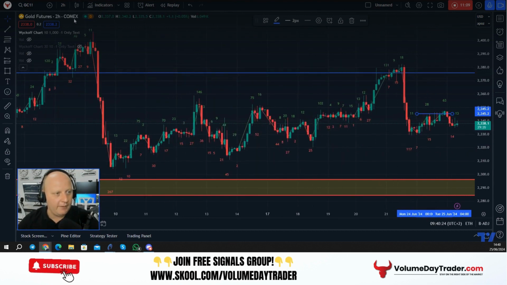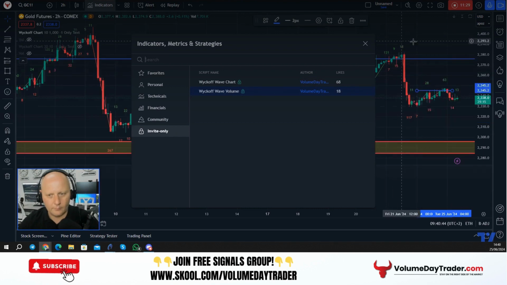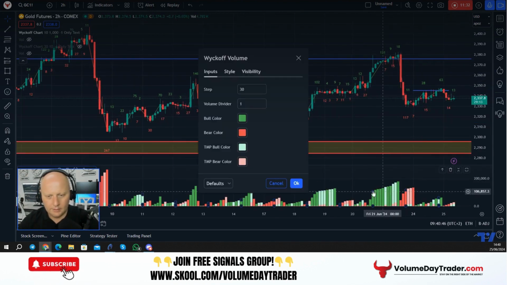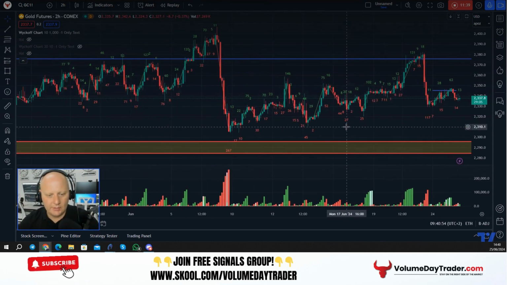If you want to have a different picture, let me find another indicator. You can get this indicator by going to volumedaytrader.com. The step is 10, okay, we don't do any divider. And look, there is big buying volume, and there is a response.